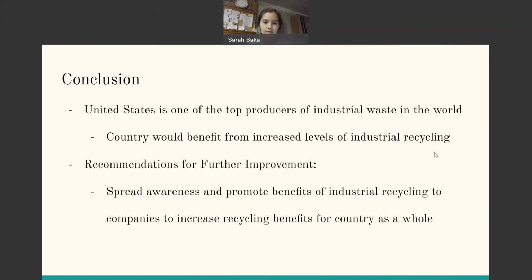A recommendation I have for further improvement in this area would be spreading awareness and promoting benefits directly to companies involved in industrial production so that they can become more aware of the benefits of industrial recycling and increase their efforts within their own companies. Therefore, if we see increased recycling in each of these companies, the country as a whole will move in a positive direction and hopefully reduce impact on the environment and surrounding communities.